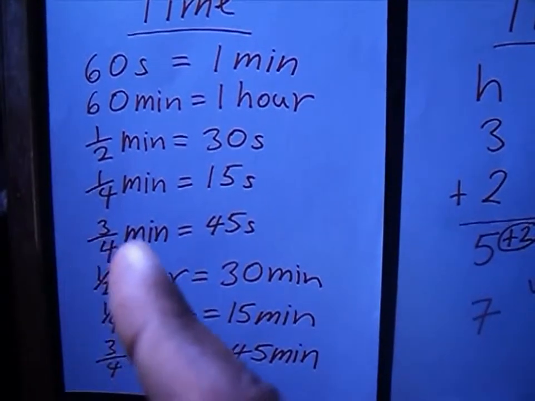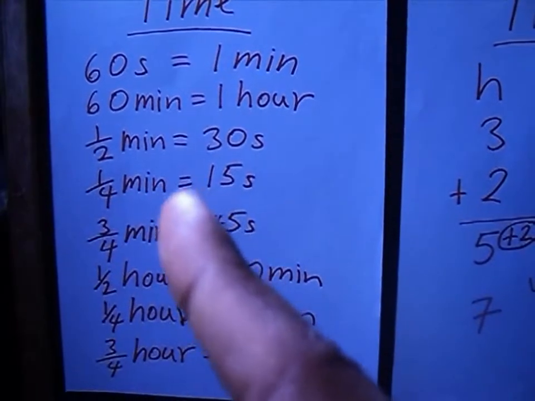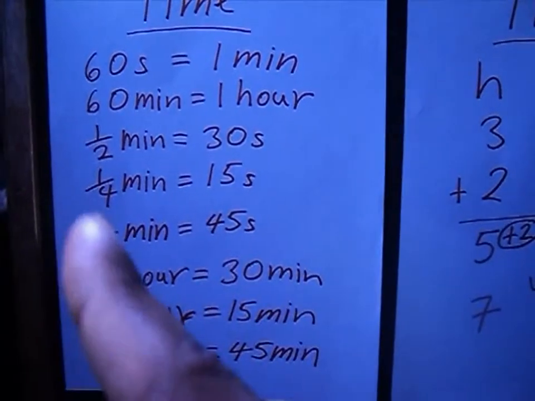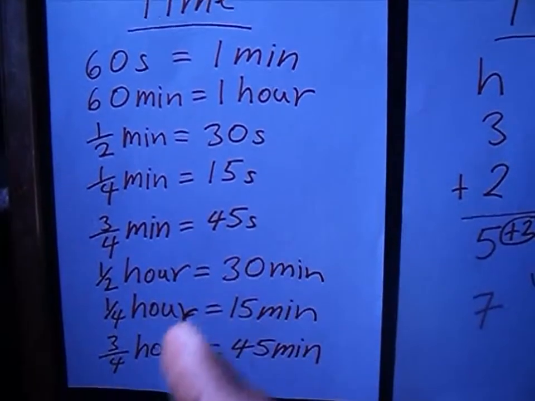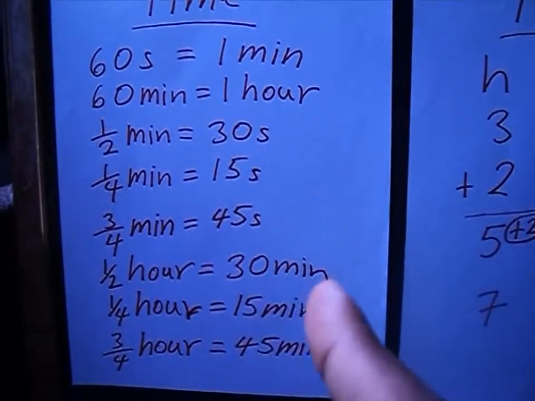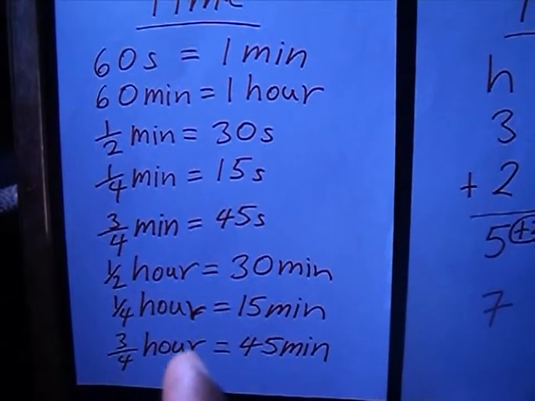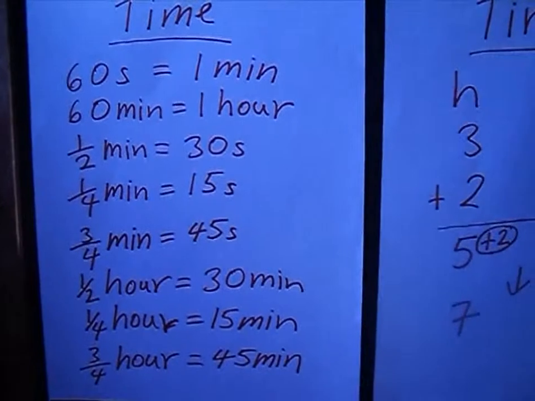Then 3/4 of a minute is 3 quarters, which is 3 times 15, which is 45. So 3/4 of a minute is 45 seconds. Half of an hour is 30 minutes. 1/4 of an hour is 15 minutes. And 3/4 of an hour is 45 minutes.